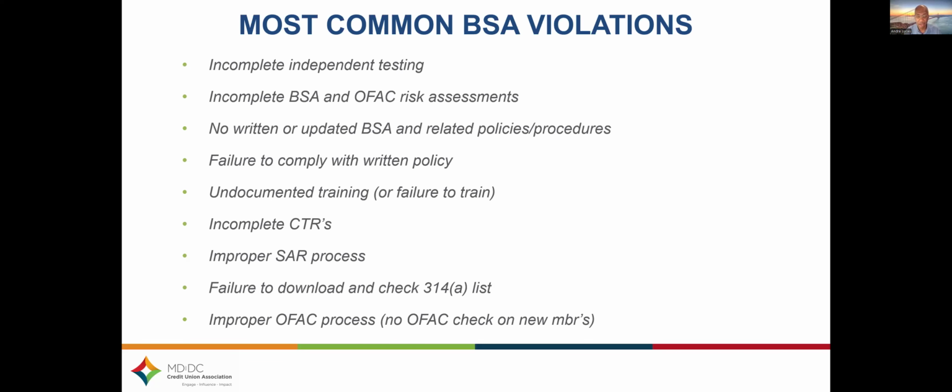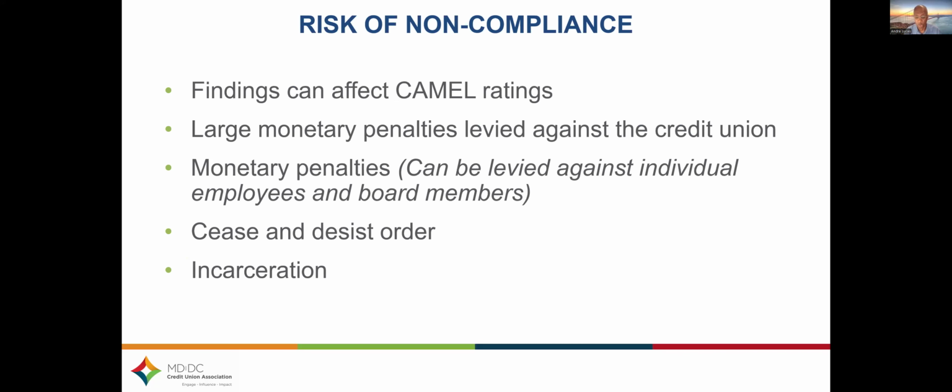Incomplete CTRs and SARs processes. They get to download that 314A list. Remember I said you can go to FinCEN's website and see each date that list was downloaded to the Secure Information Sharing website. So you can check that and make sure that you're on top of it. Improper OFAC process, no OFAC on new members. Make sure that we're getting these things done. Those are the most common BSA violations. Risk: there's a high risk when they're not in compliance, and findings can affect your CAMEL rating.